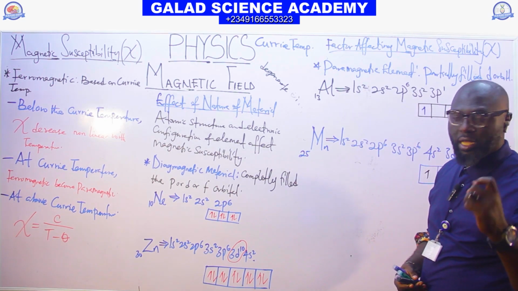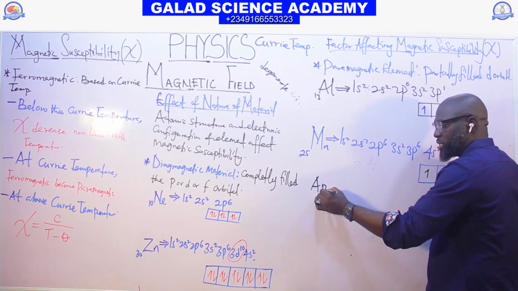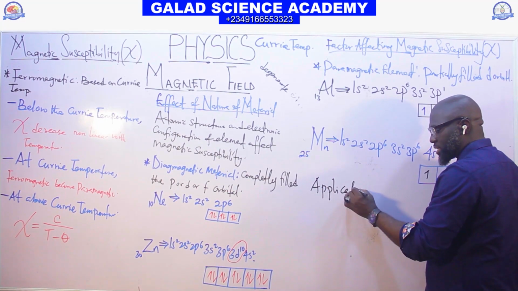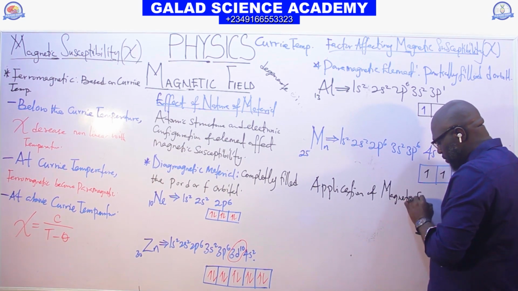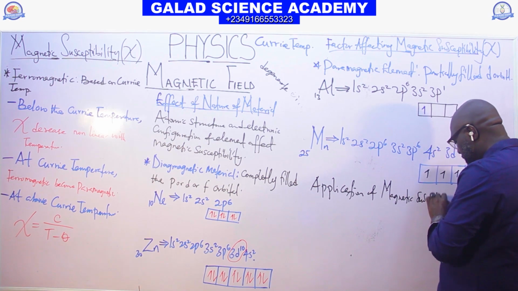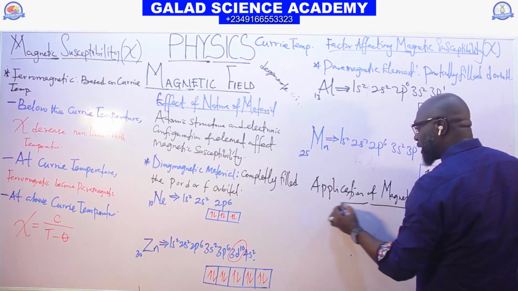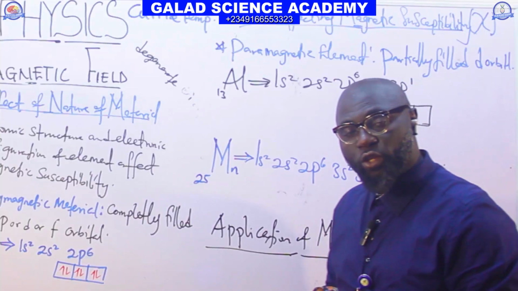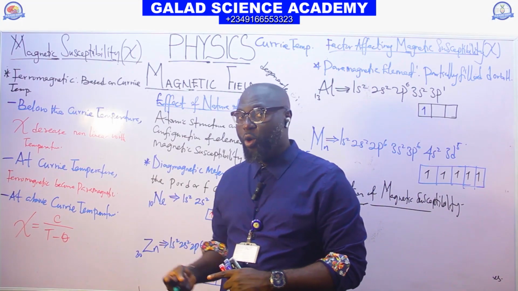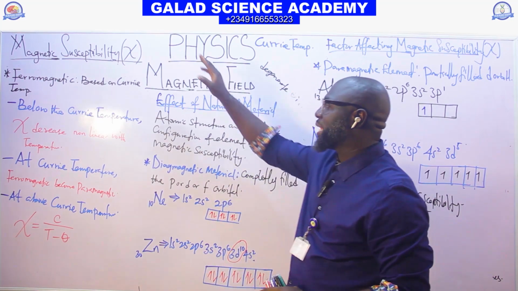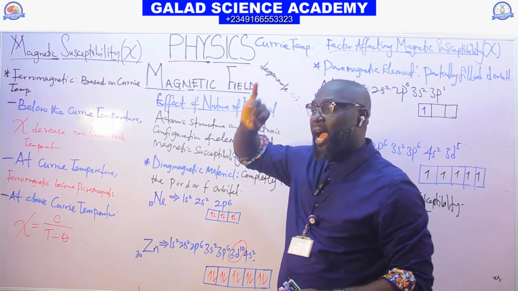Let me add this to it: applications of magnetic susceptibility. What are the uses of magnetic susceptibility? Number one, you can use it for classification of materials into diamagnetic, paramagnetic and ferromagnetic. We can use magnetic susceptibility to classify materials into 3: para, dia, and ferro.